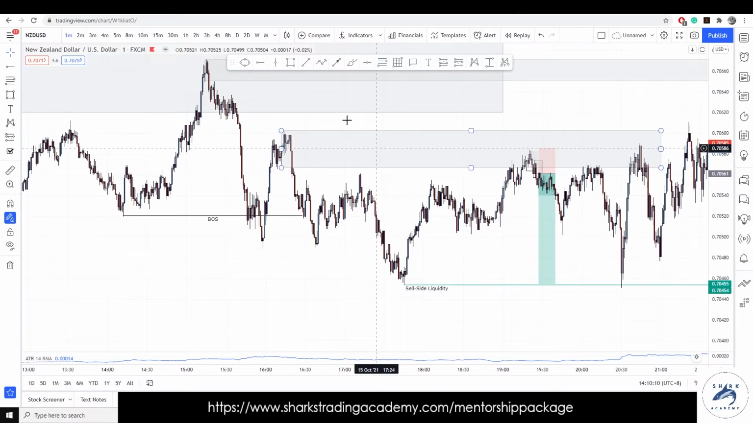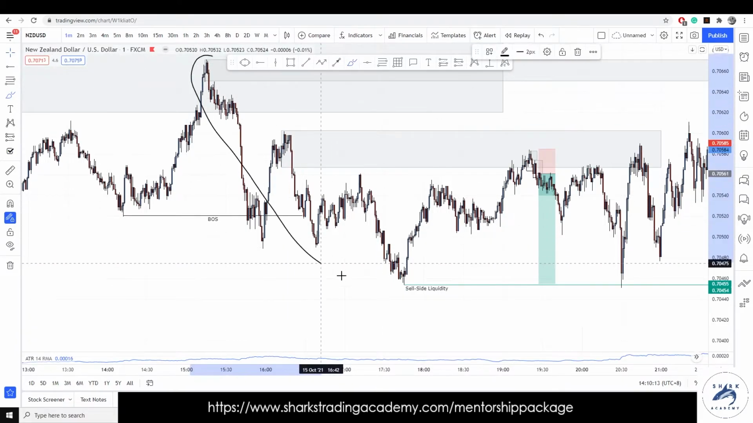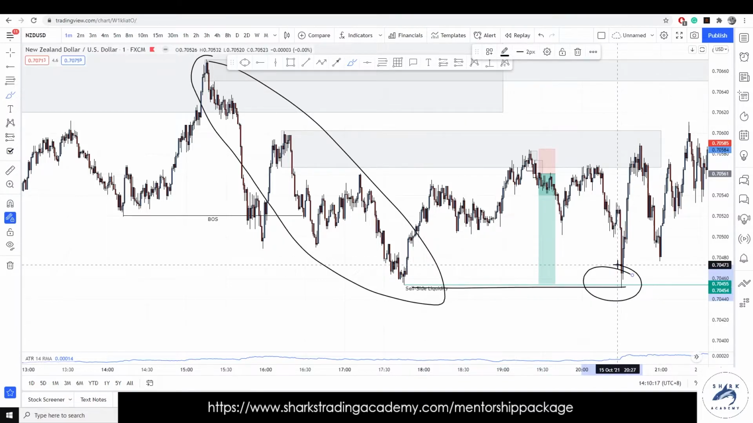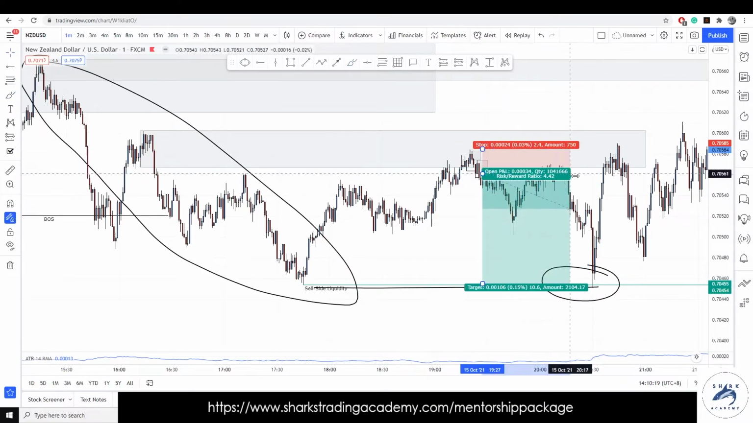So understanding that the entire sell move is this level, leaving behind these liquidity lows for us to actually grab them. And this is how we actually get a 1:4.